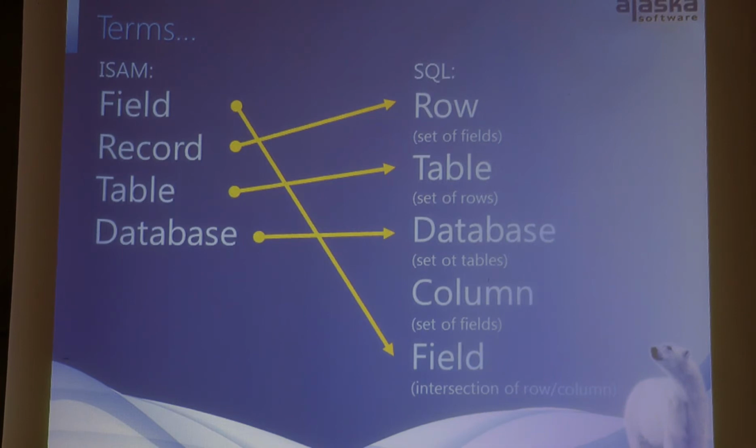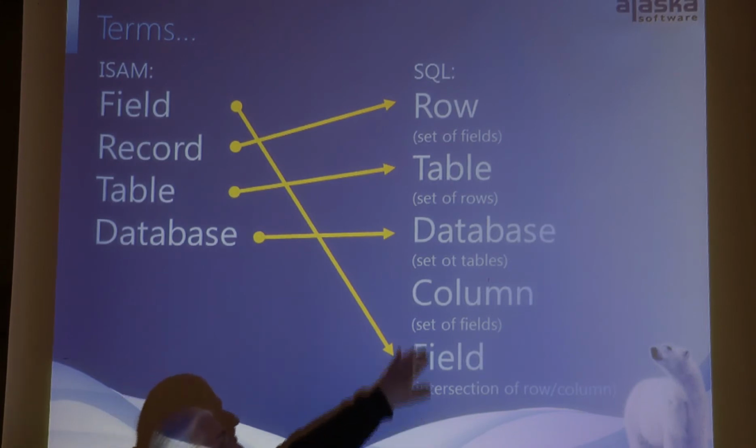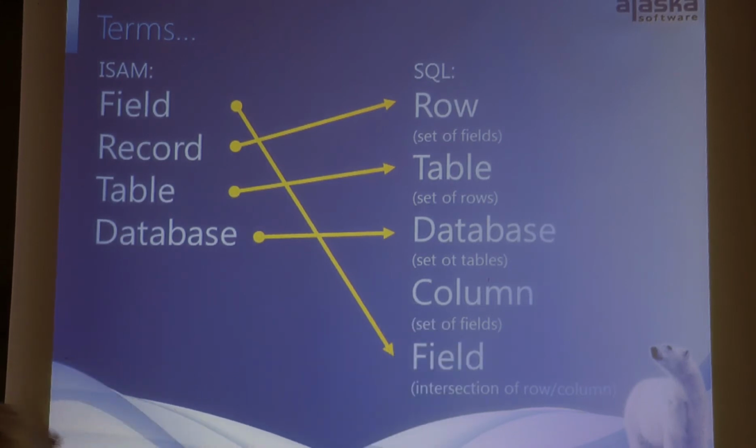In the SQL system, they also have the field, but the field is different to the column. The field is in SQL terms the intersection of the row and the column, because it's the concrete value. The concrete value is the field. And that's how in Xbase++ I always wrote my code: FIELD, alias, field name. I want to have this concrete value, not a row, not a column.